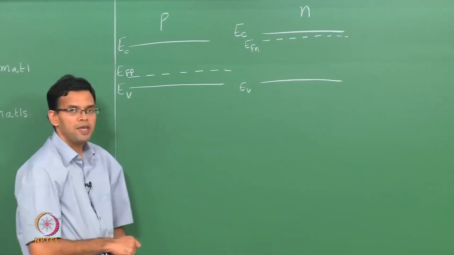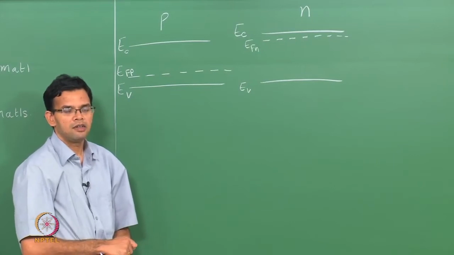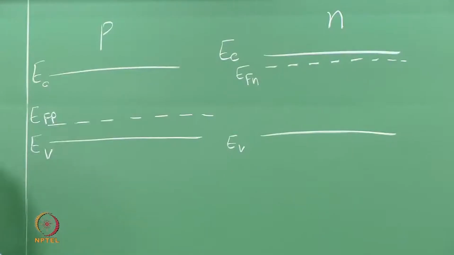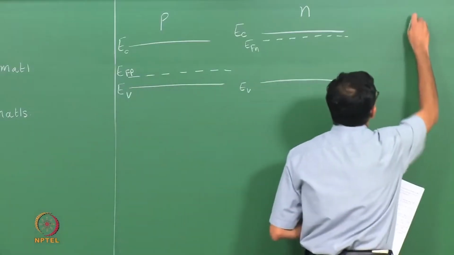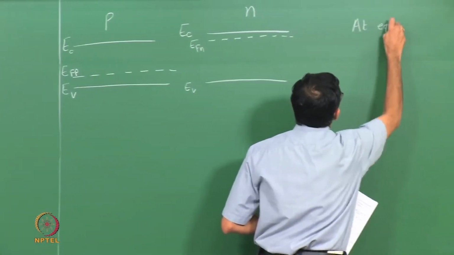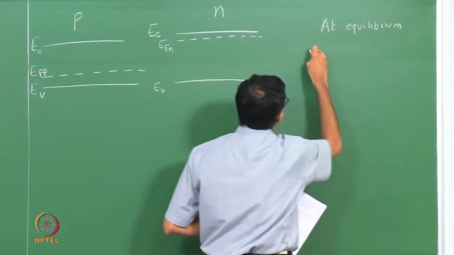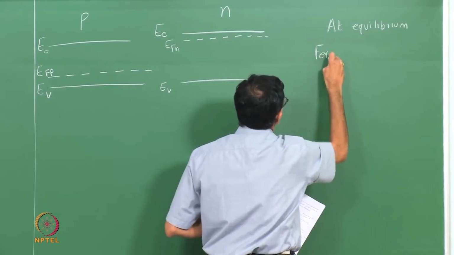So, we bring this p and n material together in order to form your p-n junction, and we said the first rule is that at equilibrium the Fermi levels must line up.